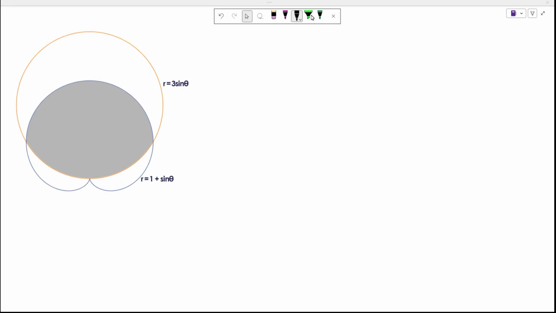Okay, here we have a polar coordinate question, and we're trying to work out the area that is shaded. Now, how we're going to do this is we've got two equations. We've got r equals 3 sine theta and r equals 1 plus sine theta, and we can see that they intersect at two different points.